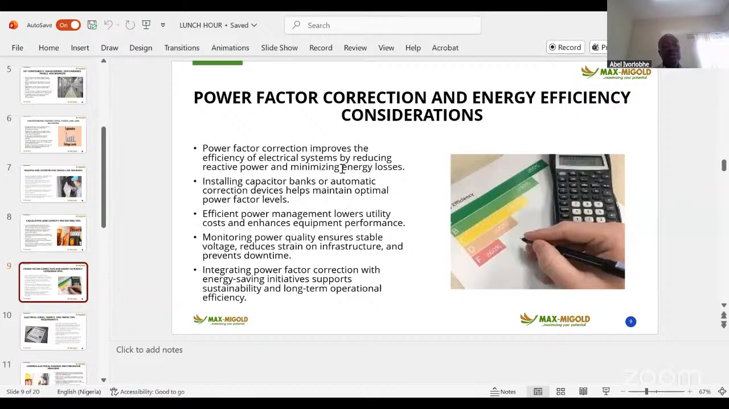Efficient power management lowers utility bills. When you manage your power very well, if the power factor is well managed, you will see that your bill will start going down. But if you don't manage it well, you'll be paying because you refuse to pay attention to what you are meant to do. So one of the ways to improve our power system and reduce utility costs is to have a capacitor bank in your facility. Those are compensating devices or equipment that are put in place alongside your installation.